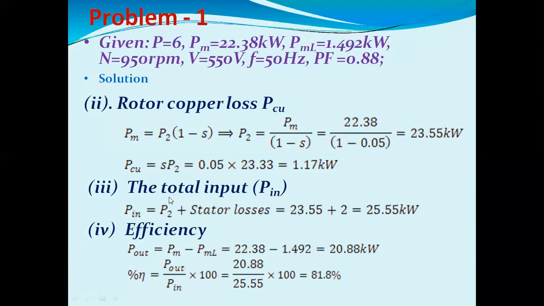So the total input, that is P in, is P2 plus stator losses, that is 23.55 plus 2, it is 25.55 kilowatt. For the efficiency, the output power is PM minus PML, just 22.38 minus 1.49, that is 20.88 kilowatt. So the percentage of efficiency is P out by P in into 100, just putting those values, 20.88 by 25.55 into 100, that is 81.8%.